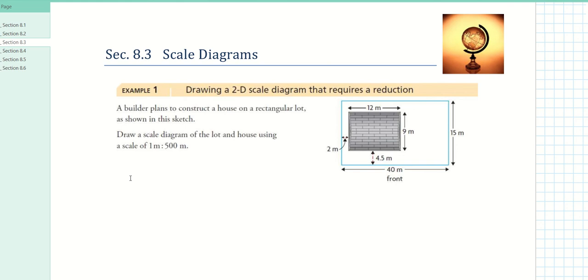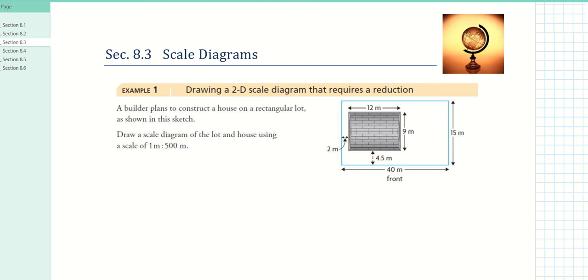So the question says, a builder plans to construct a house on the rectangular lot as shown in this sketch. Draw a scale diagram of the lot and house using the scale 1 meter to 500 meters. All right, so let's first look at our diagram. It looks like we have the lot, which is 40 meters by 50 meters. And then we have the dimensions of the house, which is 2 meters away from, I guess maybe a fence or something, and then 4.5 meters down here, and then the actual length of the house is 12 meters and the width is 9 meters.